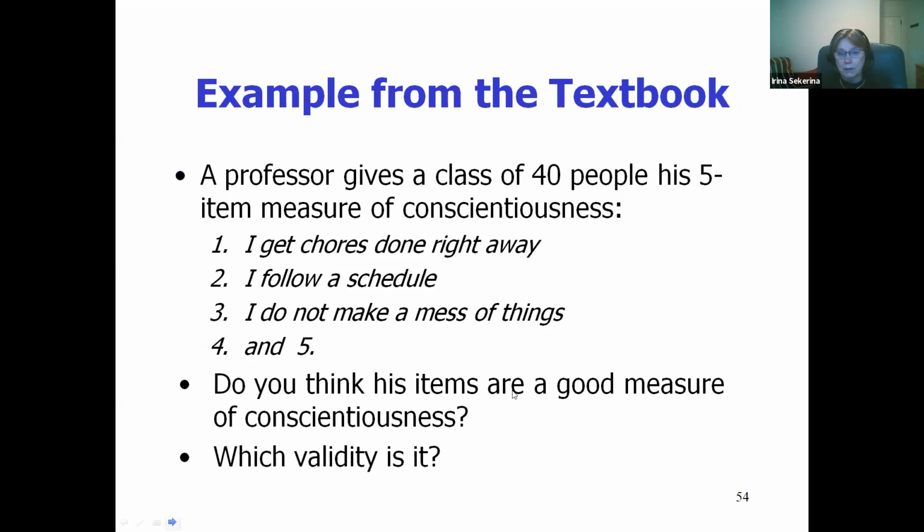All right. So here is an example from the textbook. A professor gives a class of 40 people his 5-item measure of conscientiousness. I'm only giving you 3, just as an example. One of them is: I get chores done right away. I follow a schedule. I do not make a mess of things, and so on. So now here's my question to you. Do you think that his items are a good measure of conscientiousness?